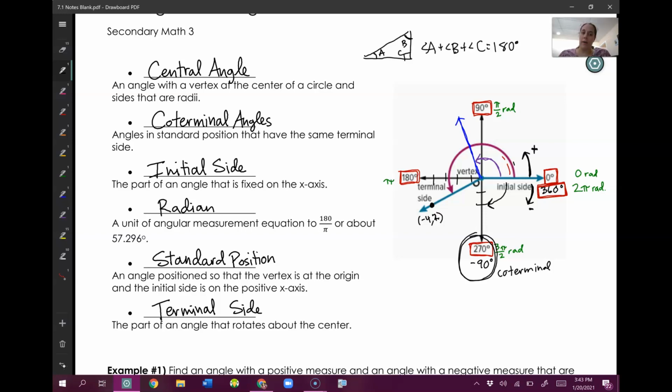So now that you have all that vocabulary in place, in the next video, we'll start to apply that vocabulary by finding coterminal angles.